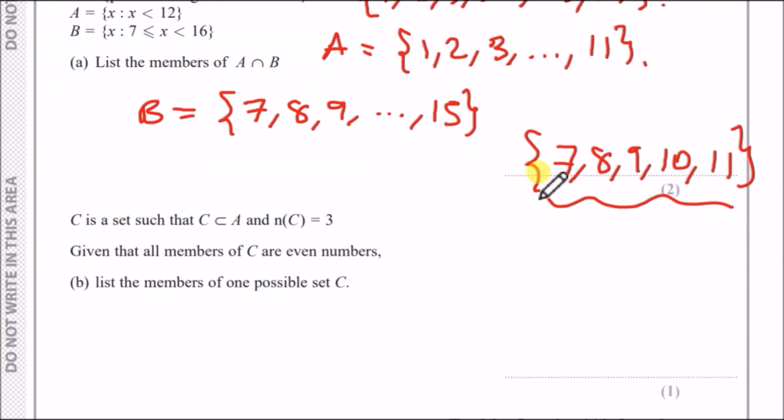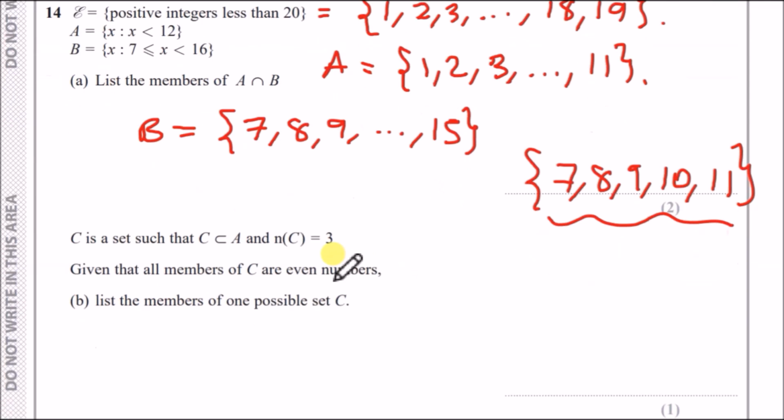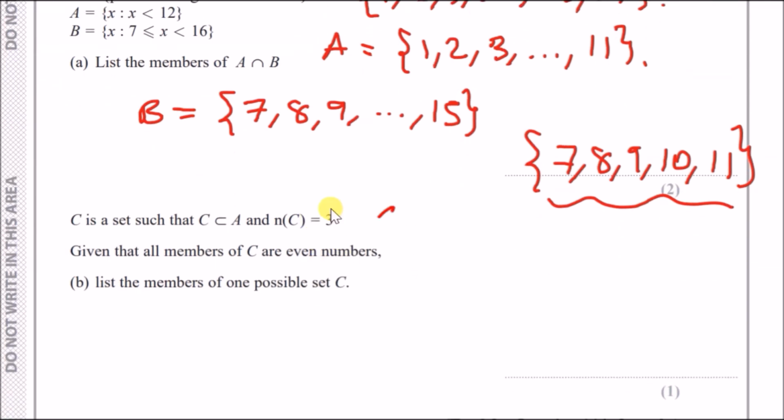Now for the next part, we have a new set C, which is a set such that C is a subset of A, meaning C is actually inside of A. And the number of terms of C is 3. So, for example, like we have 19 terms here, this means there are only 3 terms in C. So C consists of 3 numbers.